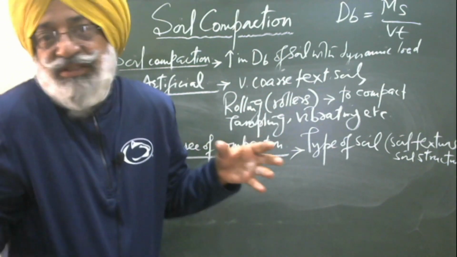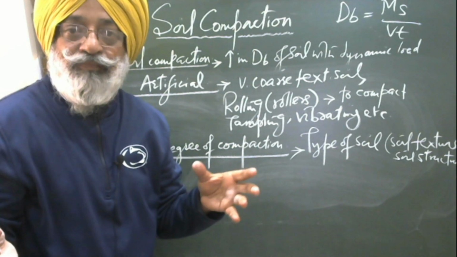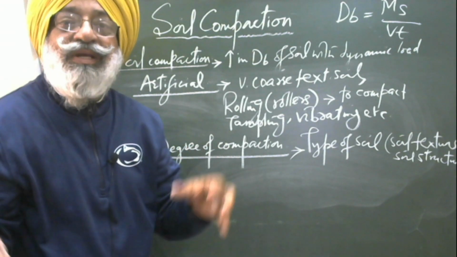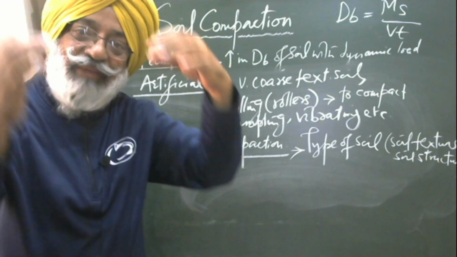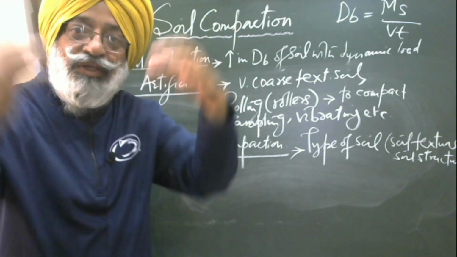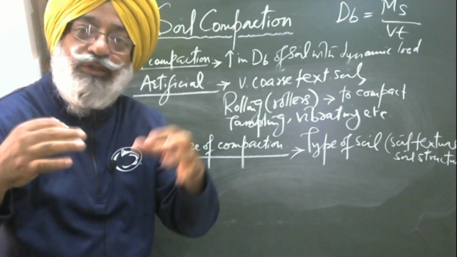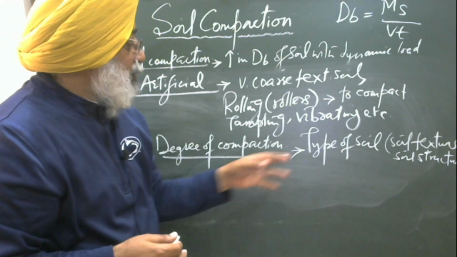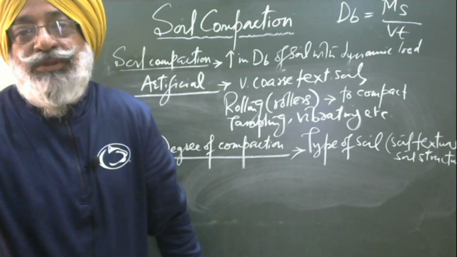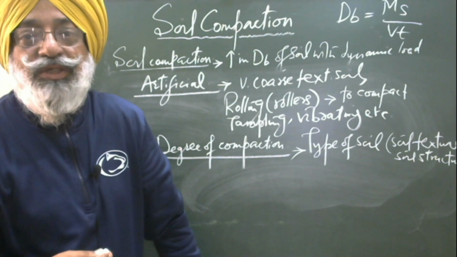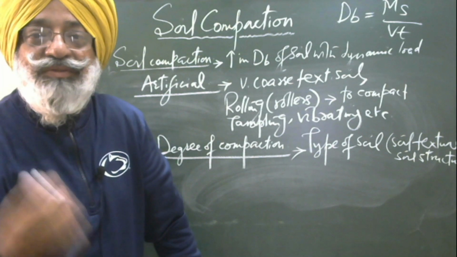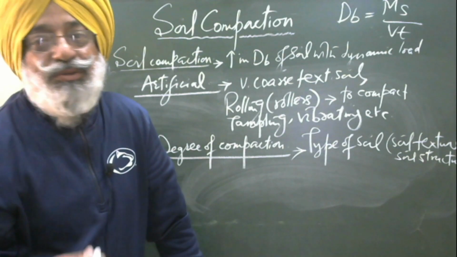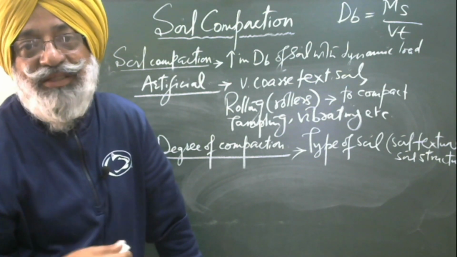If I ask you what is the reason behind it, the only reason is that the coarse textured soils are dominant in macropores and you have ample scope to convert macropores into micropores. So you are reducing the volume of macroporosity and increasing the volume of micropores. So that way those coarse textured soils, medium textured soils, are liable to be compacted to a greater extent than fine textured soils, which already have a dominance of micropores. So you don't have much space to compact this fine textured soil.